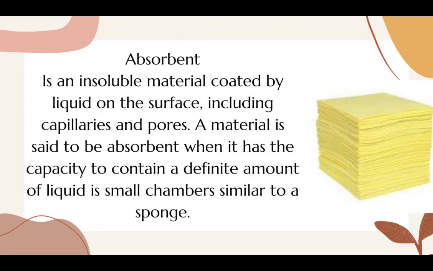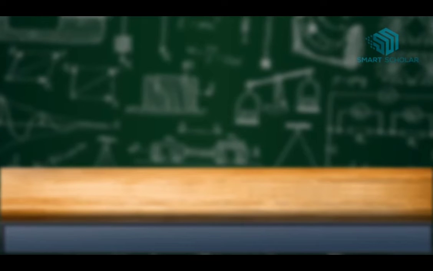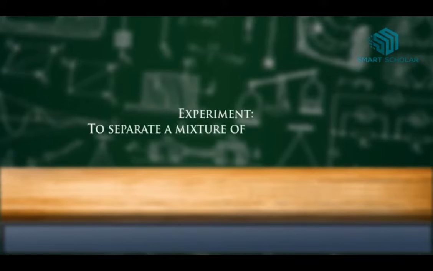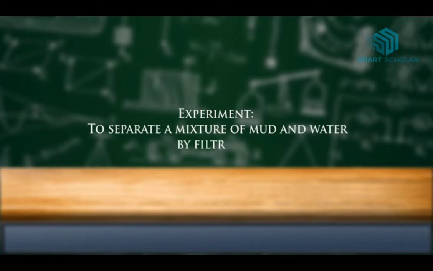A material is said to be absorbent when it has the capacity to contain a definite amount of liquid, a small chamber similar to a sponge. Experiment: to separate a mixture of mud and water by filtration.